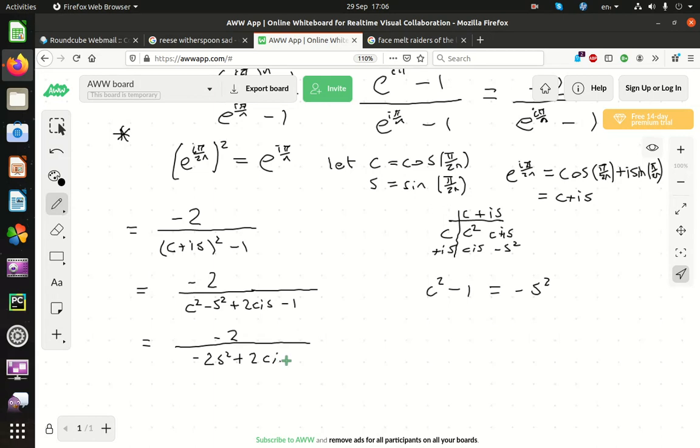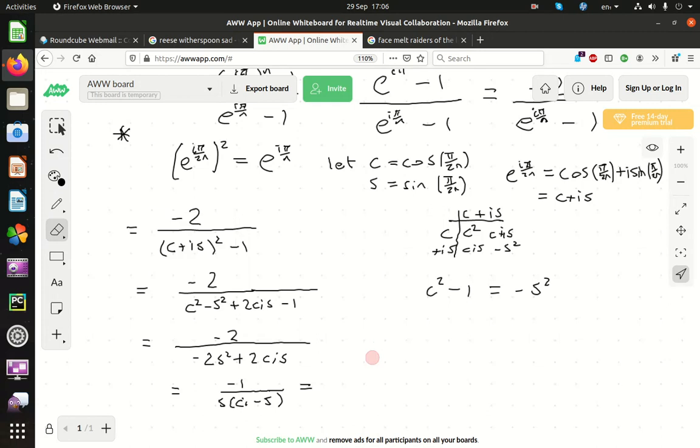Now what I can do is cancel. Can you see all the 2s in there? I can cancel the 2s, and I end up with minus 1 over, and I'm going to factorise out the bottom because there's an s in there. I'm going to say s times, and then I need another ci, and I think a minus s. Great.